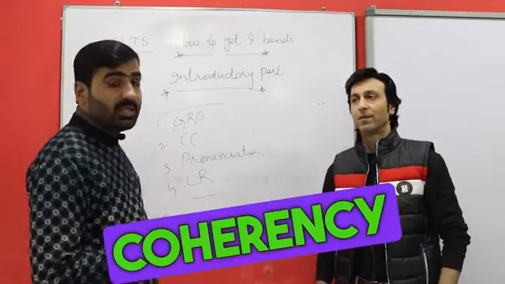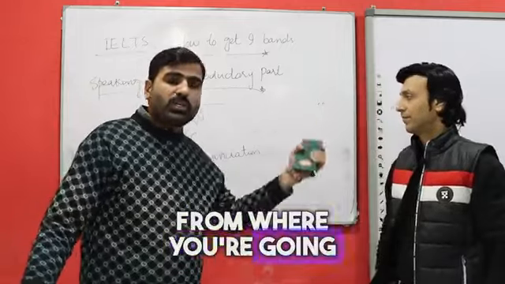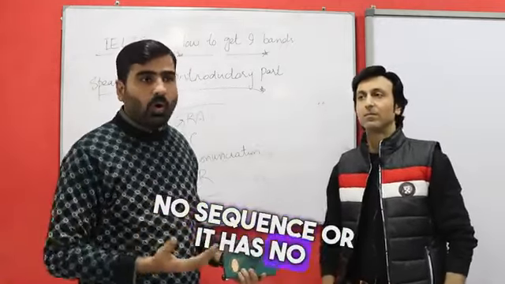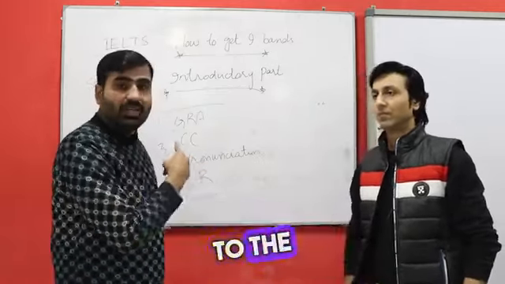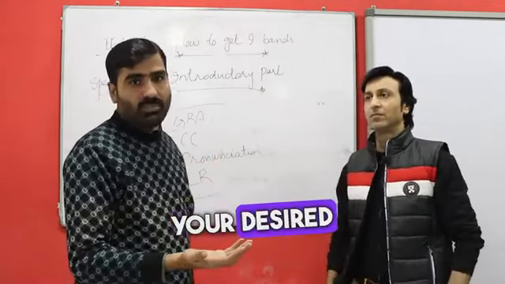The next one is coherency and cohesion. It means from where you're going to start and from where you're going to end it. If it has no sequence or it has no order, the examiner will deduct your bands. So it should be according to the criteria of the British Council, otherwise you can't meet your desired bands.